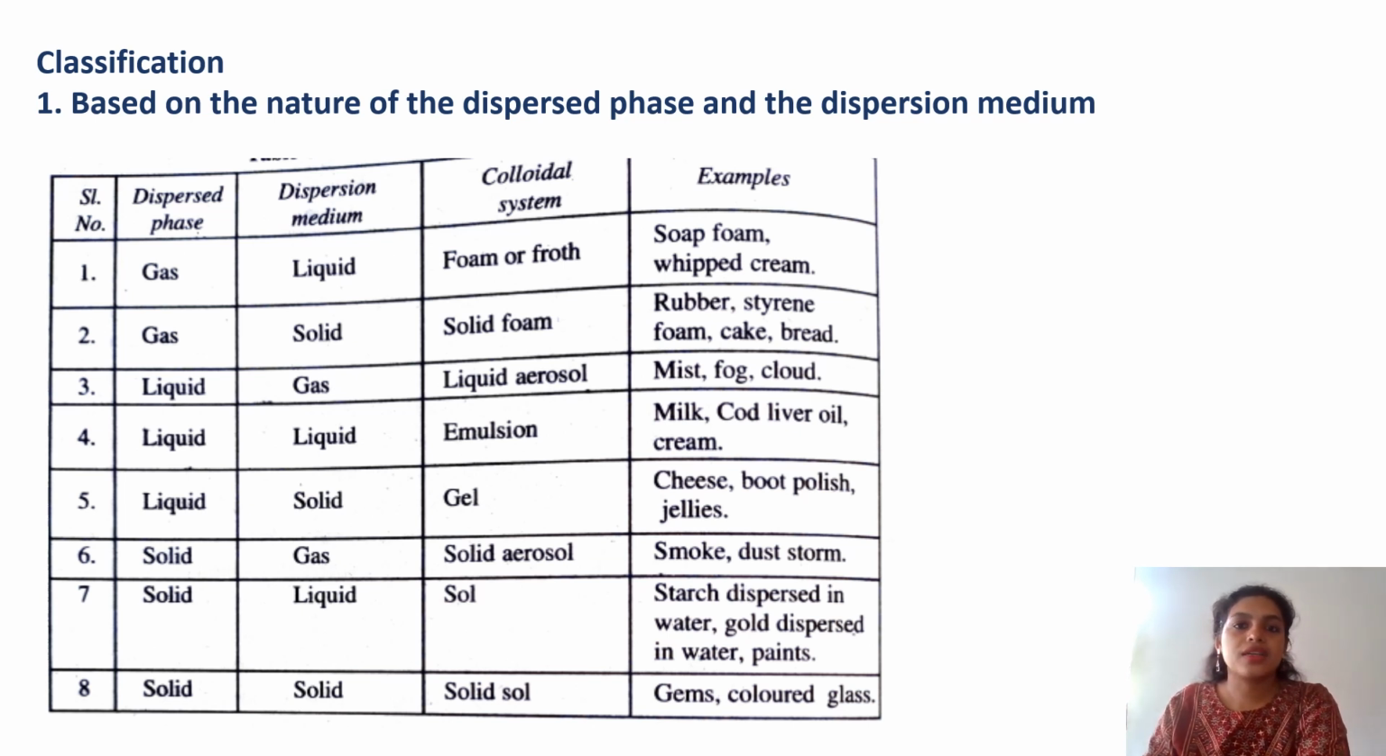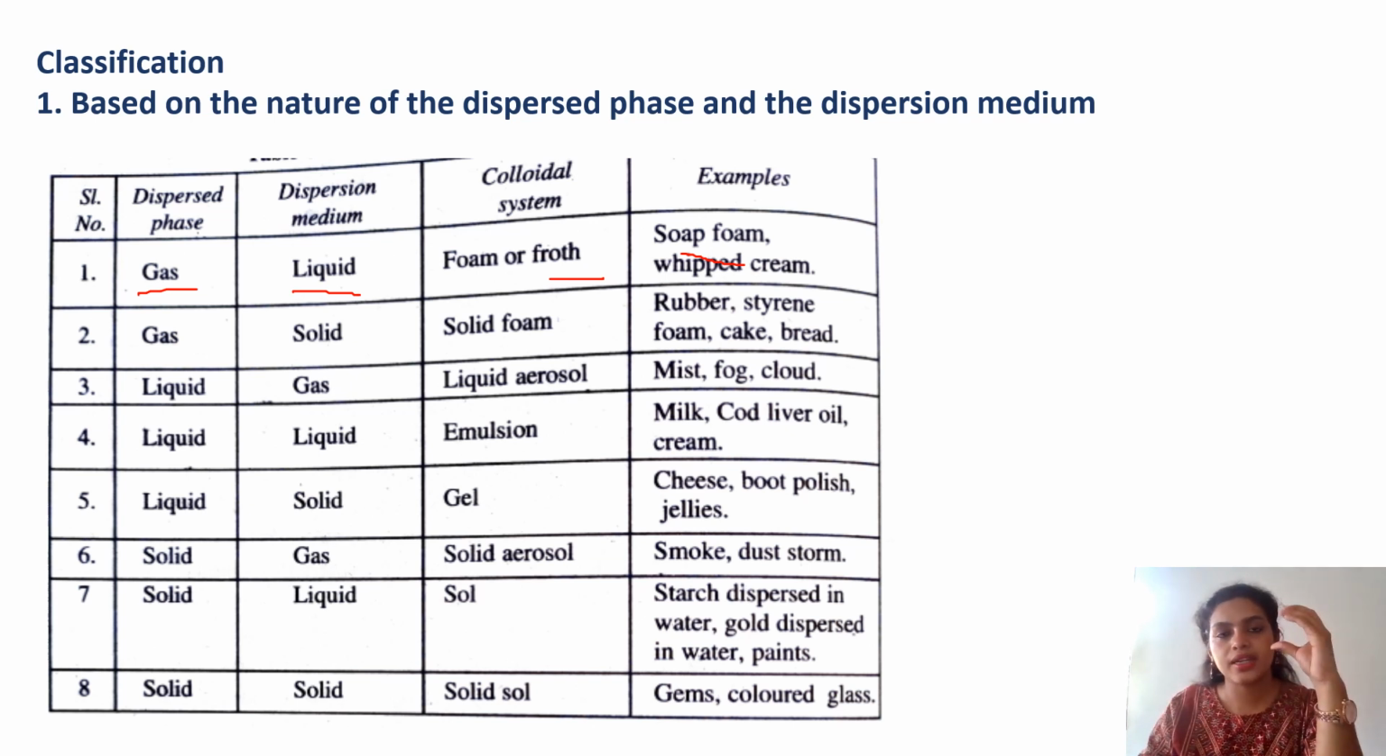And we have to see different types of classification of colloids. The first one is based on the nature of the dispersed phase and the dispersion medium. First one is gas in liquid. The dispersed phase is gas that is dissolved in liquid. It's called foam or froth. We know that soap foam or whipped cream is the example. Second is gas in a solid. Food items like cake and bread come under this category. Gas in solid is called solid foam.